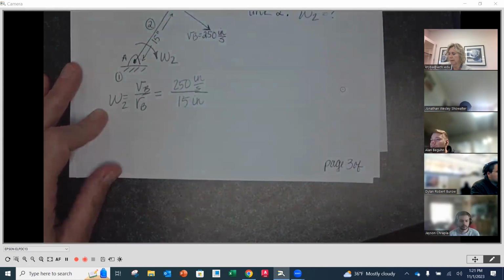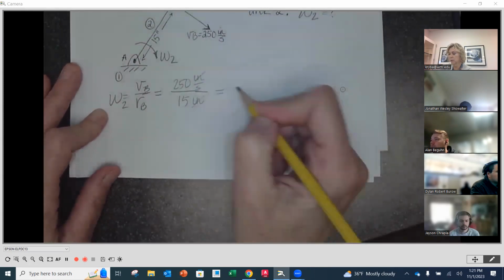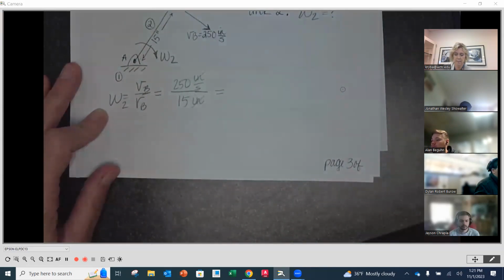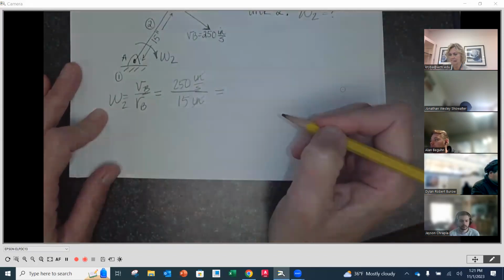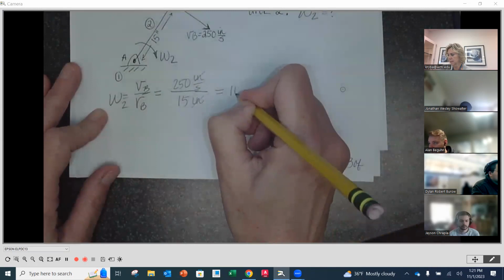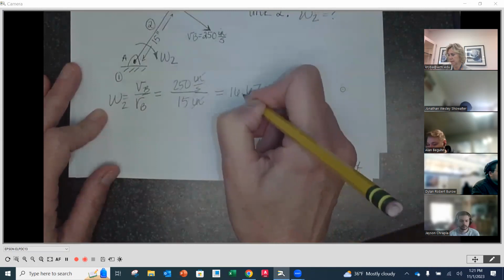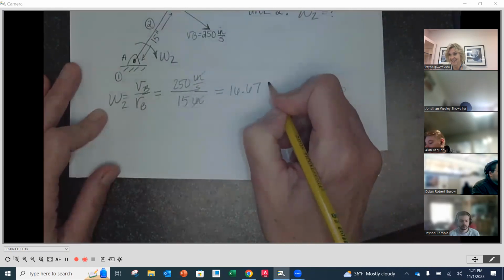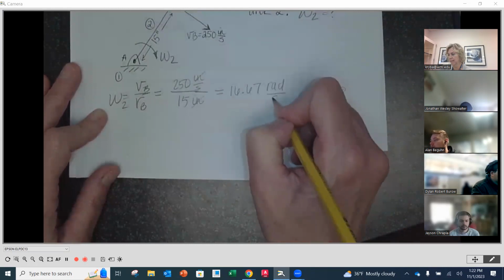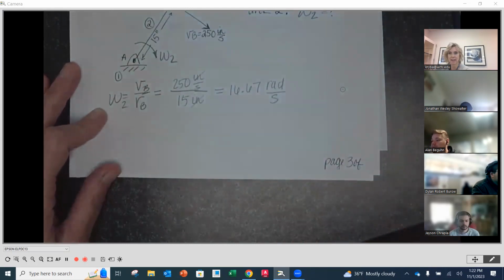Okay. My inches cancel, right? Top to bottom, and we end up with nothing per second. So my W2 is going to be equal to 250 divided by 15. What's my number? 16.67, right? And my units are going to be radians per second.